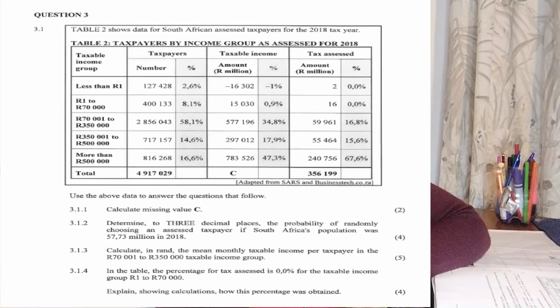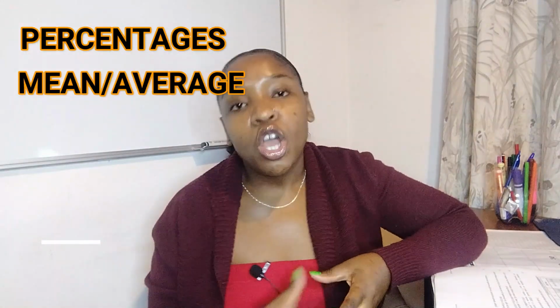On today's video tutorial, we are going to be going through question 3 of the grade 12 mathematics literacy paper 2 exam that was written in June 2021, right? And question 3, guys, focuses on calculating percentages and also calculating the mean or the average of a given data set, right? So I'll be taking you guys through an explanation of how you get the mean of something and how you get the percentage of a given data set, right?